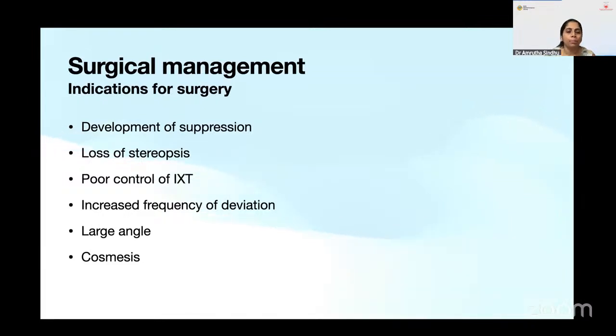Clinically, when you see a poor control of intermittent exotropia, that is an indication for surgery. Very frequent outward deviation, as you see in the Newcastle scoring system. If you see a frequent outward deviation, and in case it is a very large angle measuring about 40 or more than that, and lastly, for a cosmetic indication, we can do a surgical management.